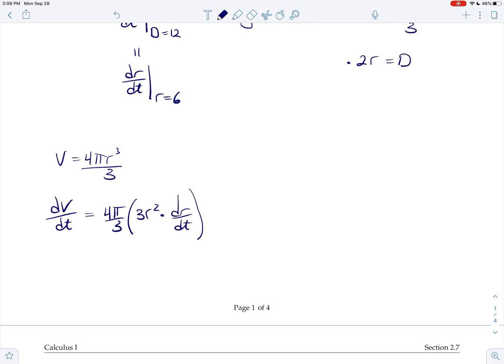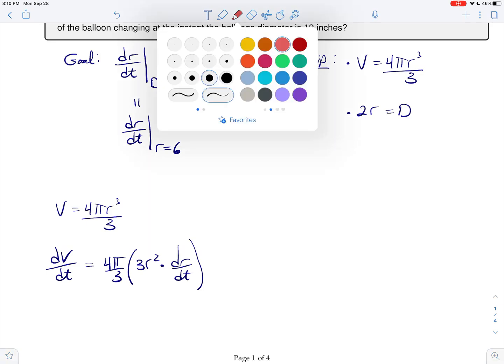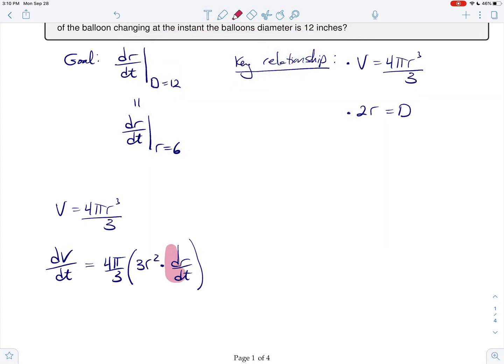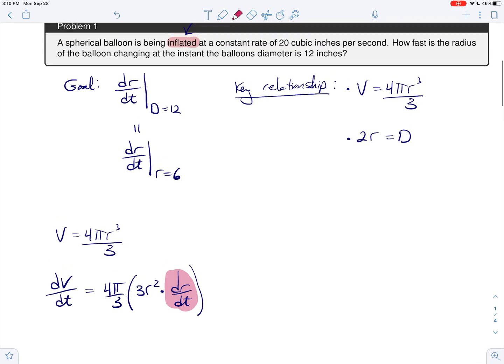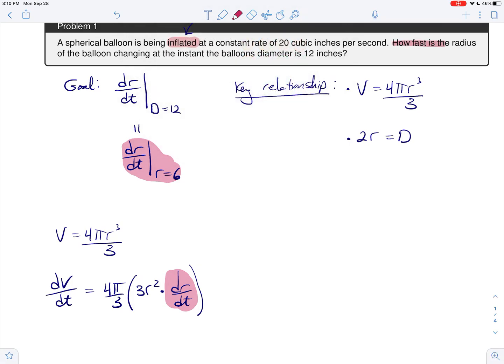And at this point you should let out a little bit of an excited yell, because you actually see the thing that you're looking for for the very first time. There's dr/dt, and it's related to dV/dt. Okay, so far so good. So let's think about what we want here. I'm going to use, I don't know, this pink color. This is what we want. We want dr/dt, and I'm going to mark it here. That's what we're after. How fast is the radius of the balloon changing? That's telling me that I want to figure out the rate of change of the radius with respect to time.